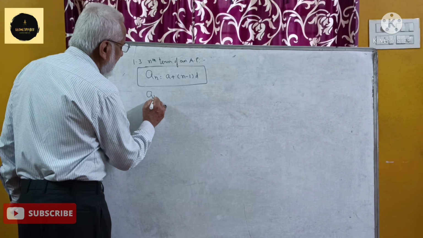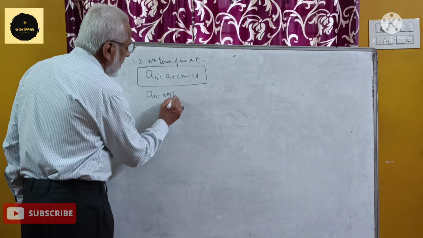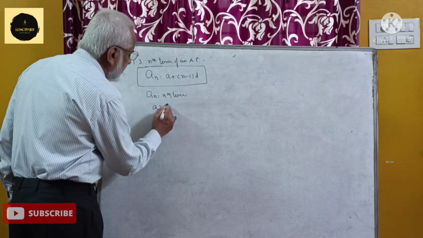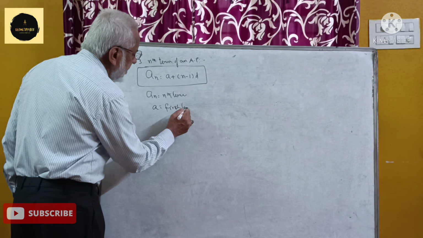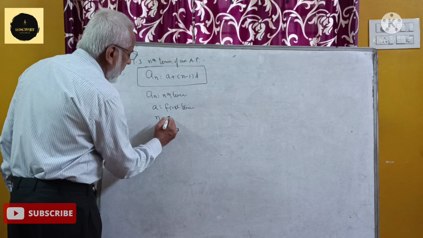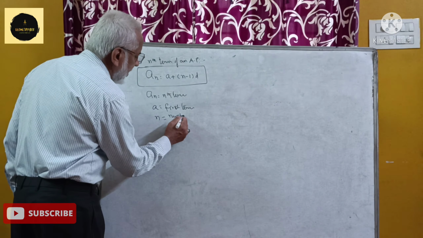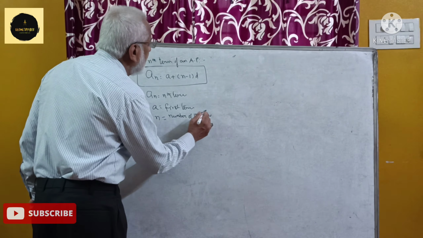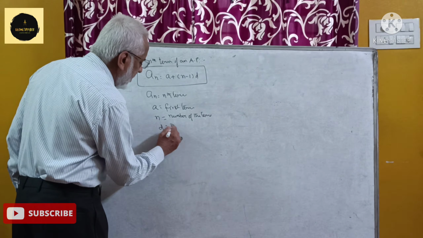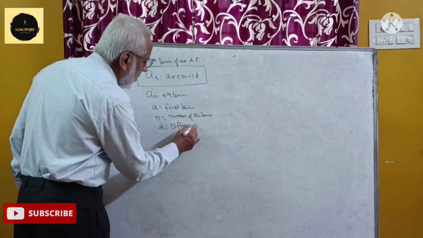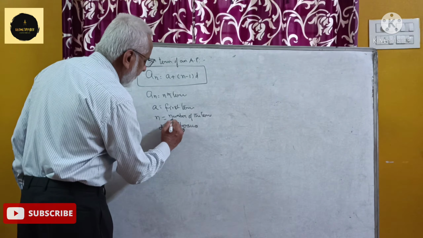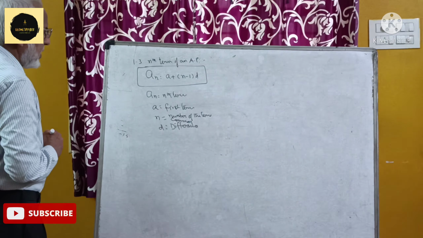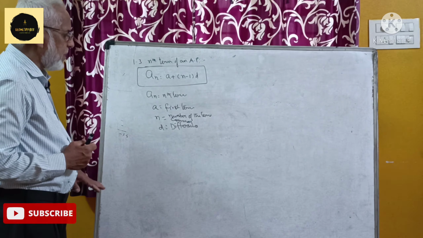Now what do you mean AN? AN stands for nth term, and it is also called the last term. And A is called the first term. And N stands for number of the terms. Whenever you hear the word N, it means the number of the terms. And then D stands for common difference.